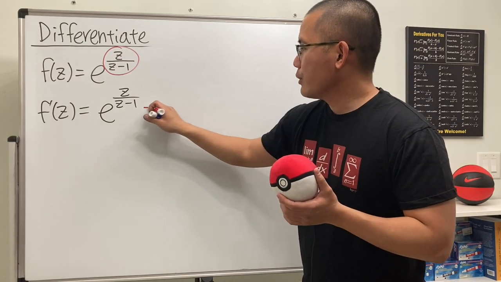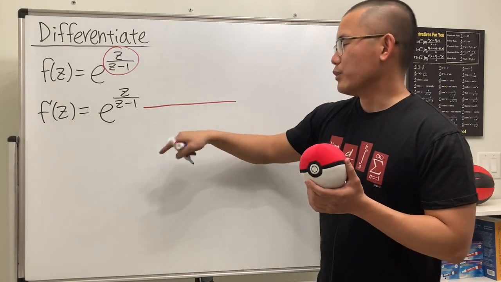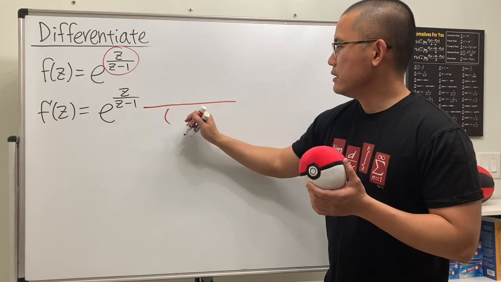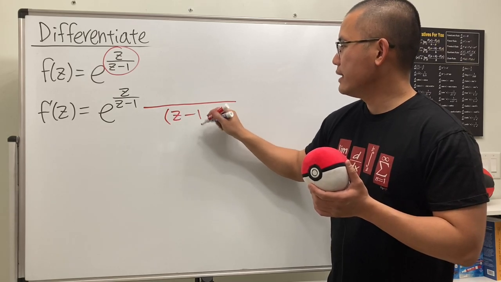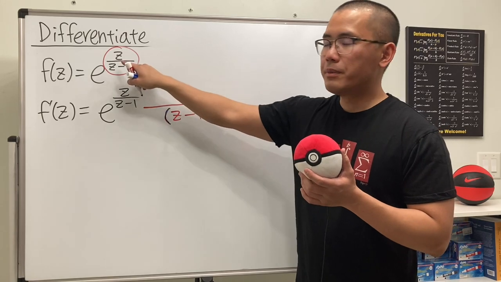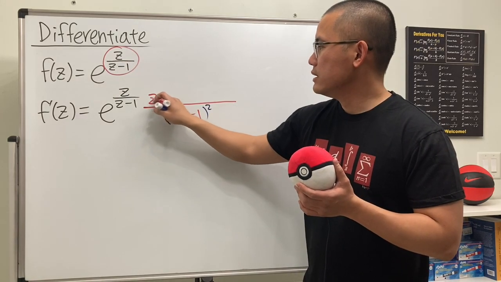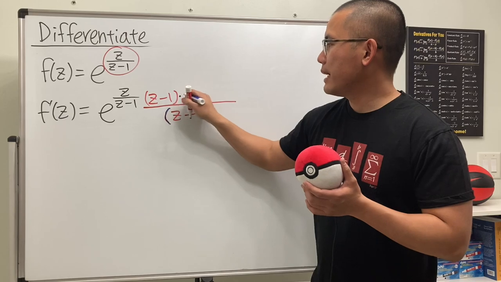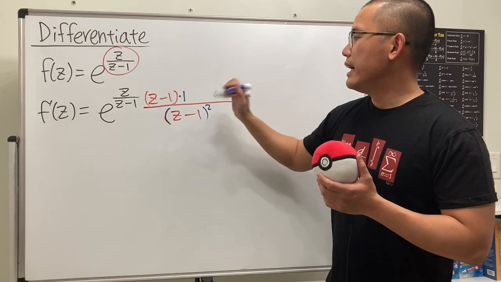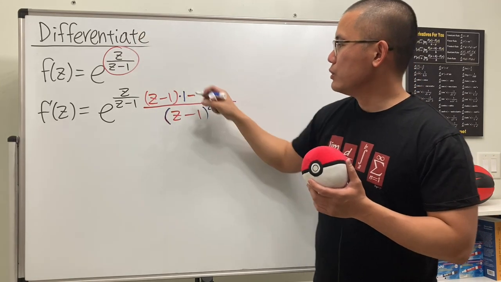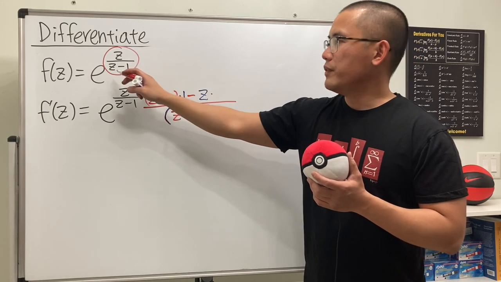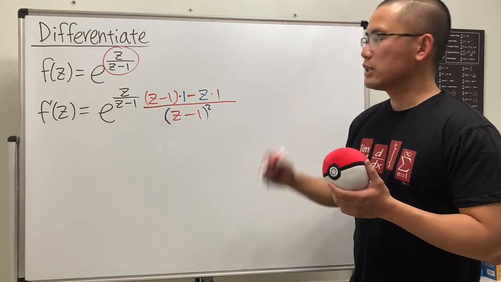Here we go. I'm going to put on the fraction bar, and then we first square the bottom. So I will have z minus 1, and then we square that. And then for the top, remember we put on the bottom function first, which is z minus 1, and we multiply by the derivative of the top. Derivative of z is equal to 1, and then we minus the top function, which is z, and then we multiply by the derivative of the bottom. Derivative of z minus 1 is just 1, so that's what we have.